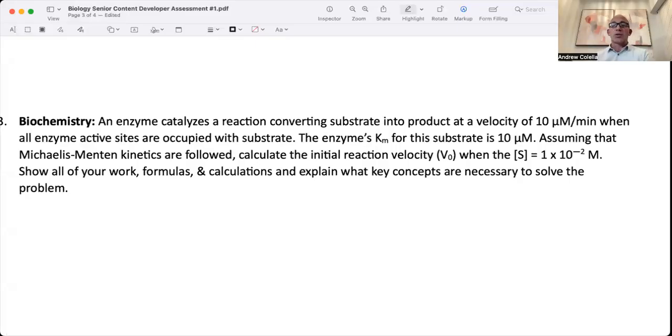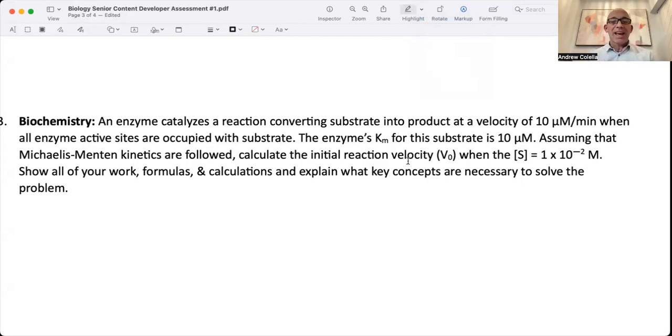So what I'm going to do is share my screen with you here, and we're going to take a look at the actual question. This is from the biochemistry section. Let's read it carefully. And as we read, I am going to use my highlighting tool to try and identify some key components of what's going on. Okay, so here we go.